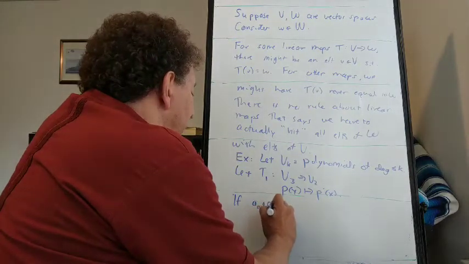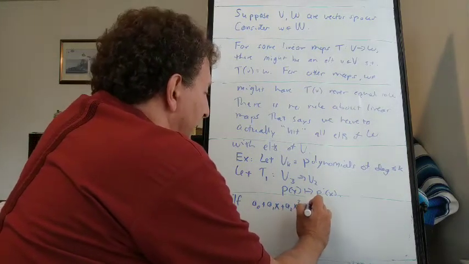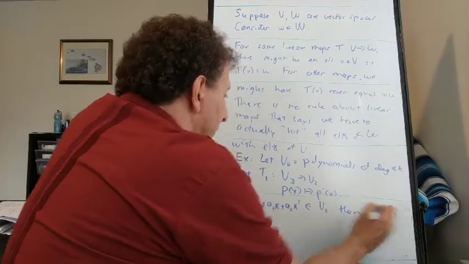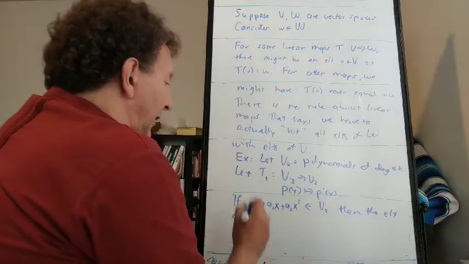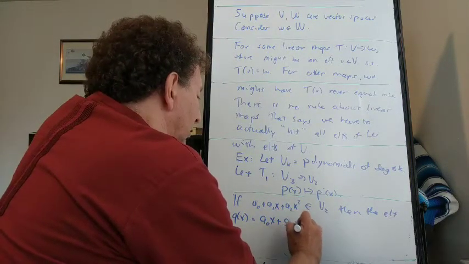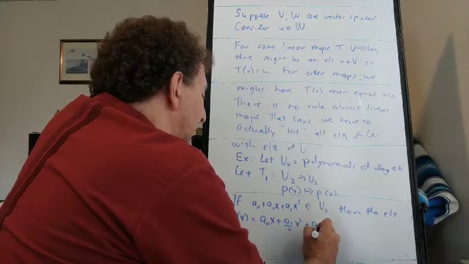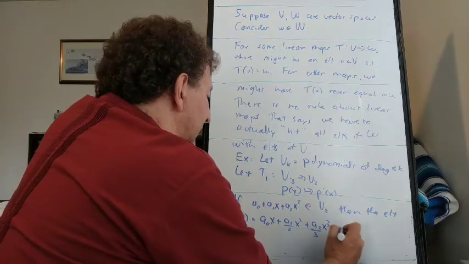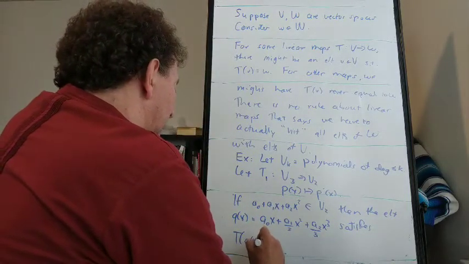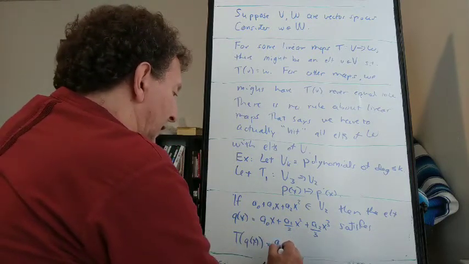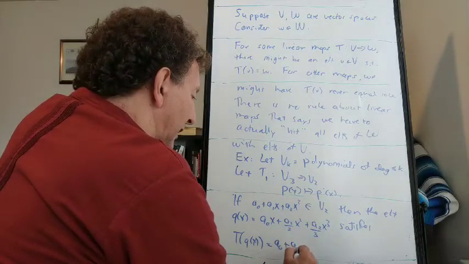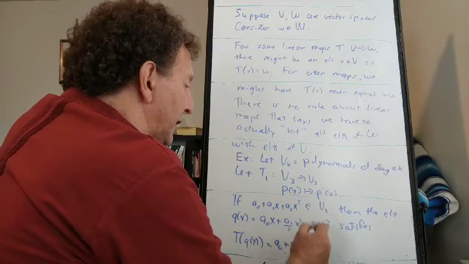Now if a0 plus a1 x plus a2 x squared is an element of V2, then the element, let's say q of x in V3, which is a0 x plus a1 over 2 x squared plus a2 over 3 x cubed, satisfies T of q equals the derivative of q, which is a0 plus a1 over 2 times 2x. We bring down the 2 and we get 2 over 2 a1, which is just a1. And then here we bring down the 3 and get 3 over 3 a2, which is just a2.